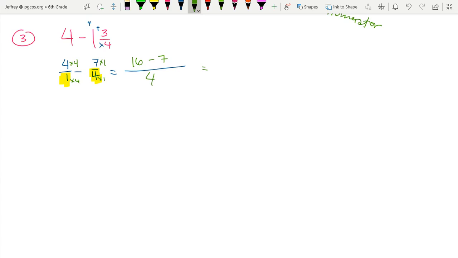What is 16 minus 7? 16 minus 7 is 9. 9 over 4. Now, how many times can 4 go into 9? And we know it's 2 times, right? Because 4 times 2 is 8. What's left over is 1. So there you go. And we have 2 and 1/4.